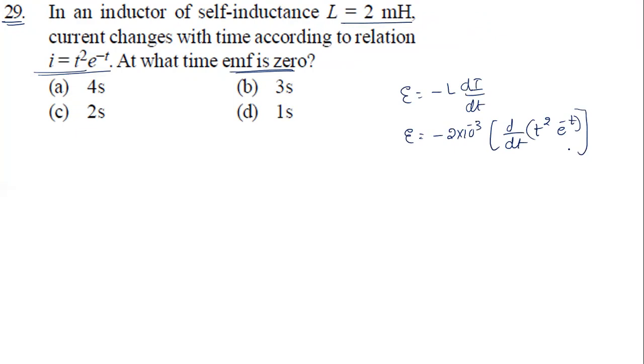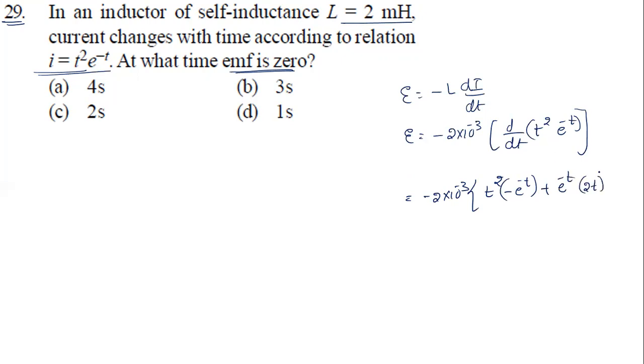So now we need to go for the integral differentiation method. Differentiation by what rule? Product rule. I'm going to use this one. It is minus 2 into 10 power minus 3. This first function we're going to keep as it is. The second function becomes what now? Minus e power minus t. Plus e power minus t as it is. The second function becomes what now?